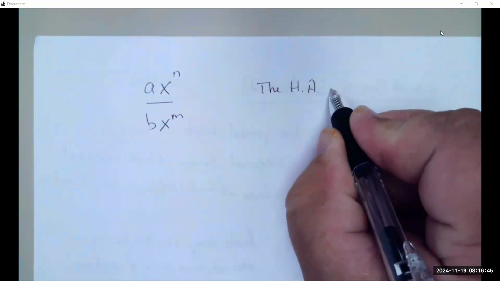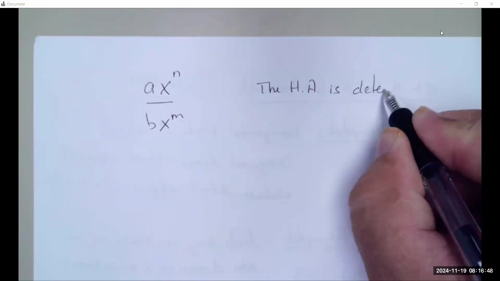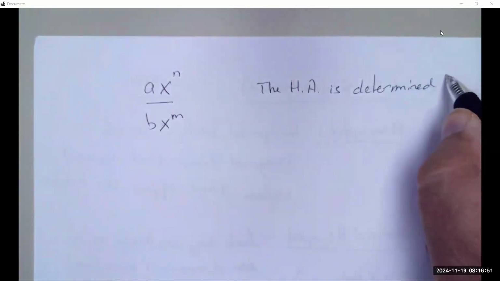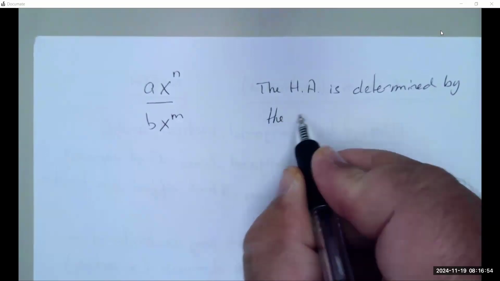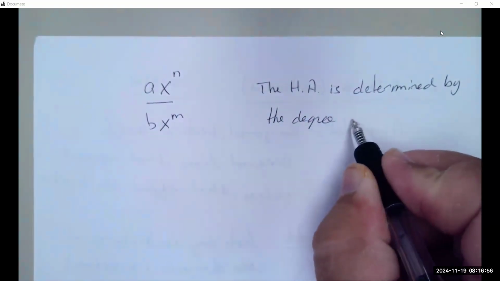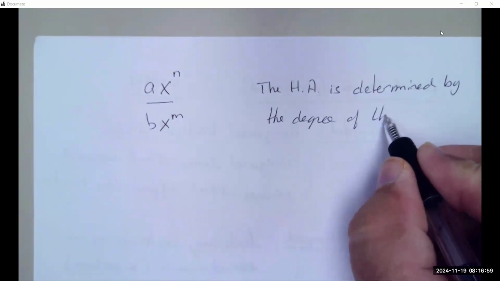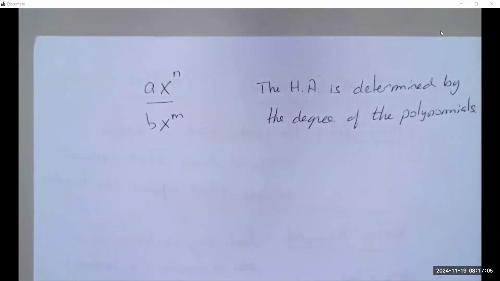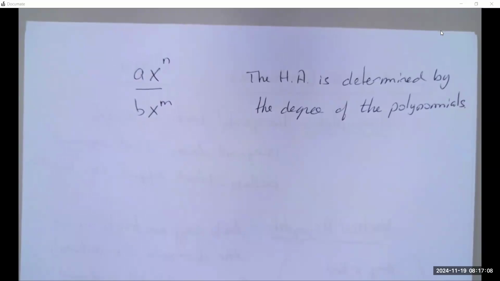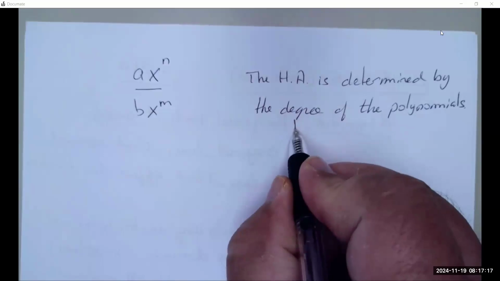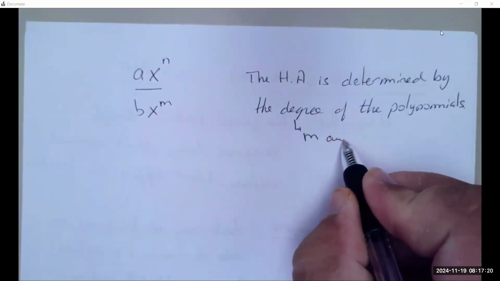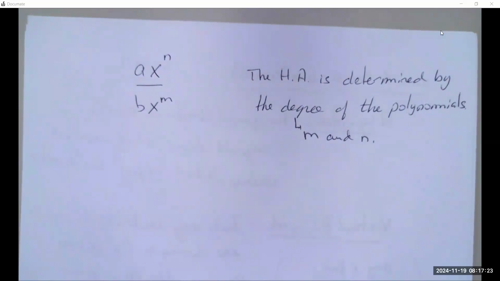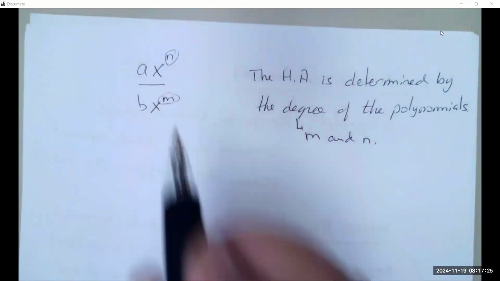The horizontal asymptote is determined by the degree of the polynomials. The degrees of the polynomials are m and n. Remember, the degrees are the exponents.